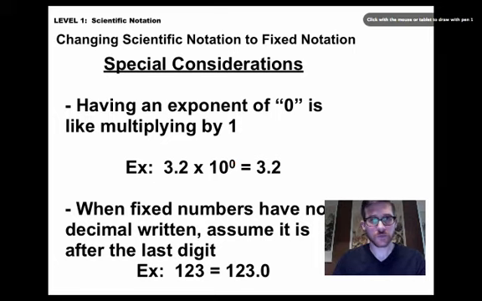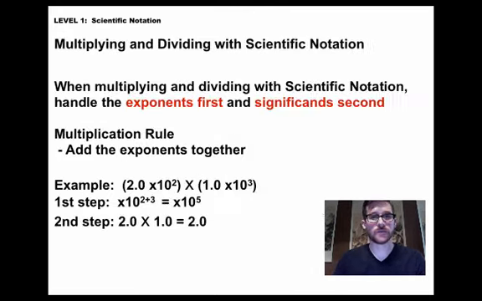When fixed numbers don't have a decimal written, so 123, we're going to make the assumption that the decimal always comes after the final digit. So in this case, it would be 1, 2, 3, point, and then we can put a 0 in there. Okay. So just make sure you're clear on that. If you ever see a fixed number without a decimal, put it after the last digit.